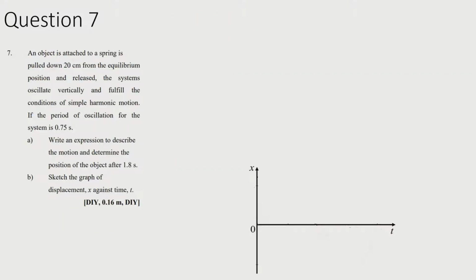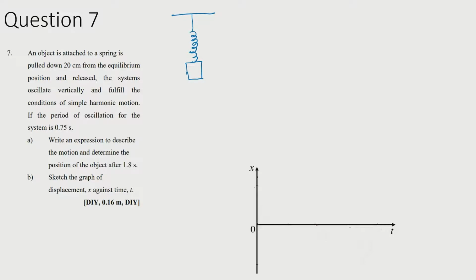Okay, next question. Question 7. An object is attached to a spring, is pulled down. Good. So there's an object attached to a spring.